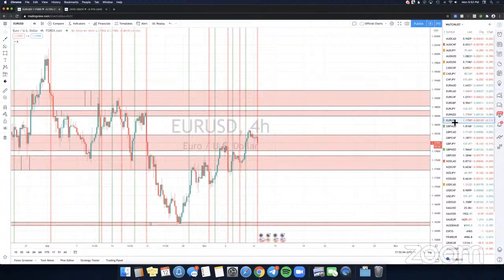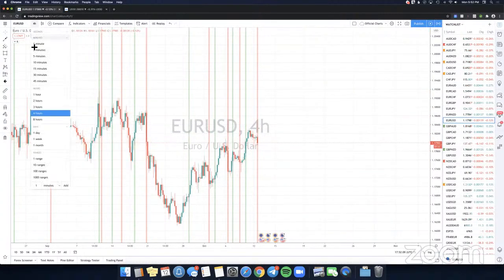Here's EU. I'm going to zoom through this again as well.